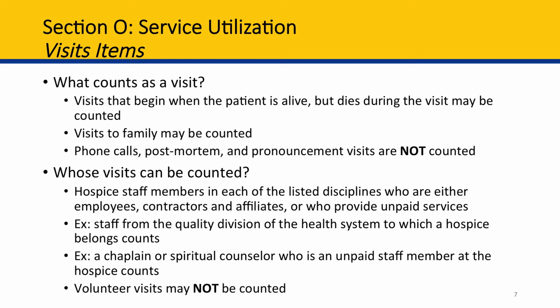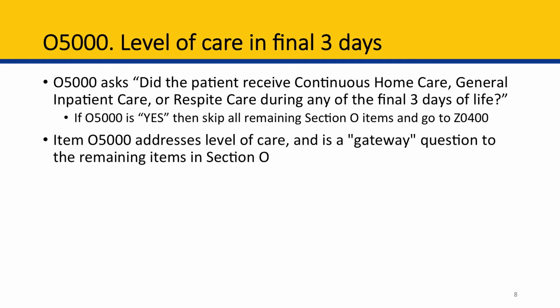Now let's look at whose visits can be counted. Individuals whose visits can be counted for the purpose of completing O5010 and O5030 include hospice staff members in each of the listed disciplines who are either employees, contractors, or affiliates, for example, staff from the quality division of the health system to which a hospice belongs, or who provide unpaid services, for example, a chaplain or spiritual counselor who is an unpaid staff member at the hospice. Although visits from unpaid staff members are included, visits from volunteers are not counted in Section O.